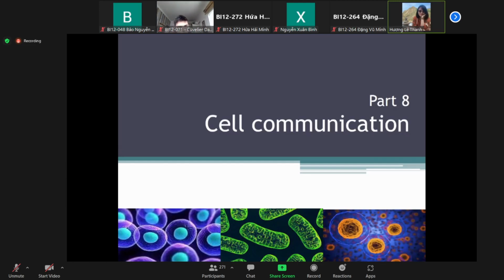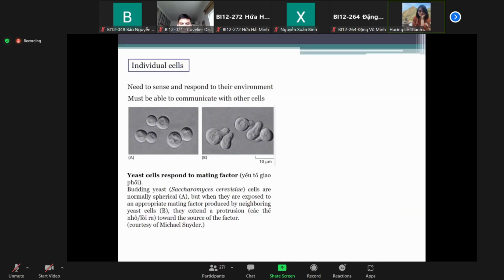So, for cell communication, what about cell communication? For individual cells, like in multicellular organisms, they need to sense and respond to their environments. A free living cell or even a bacterium must be able to track down nutrition, tell the difference between light and dark, and avoid poisons. And if a cell is to have a kind of social life, it must be able to communicate with other cells.